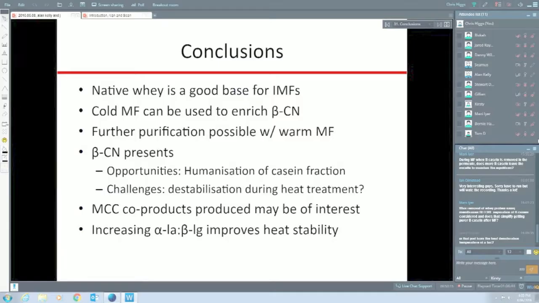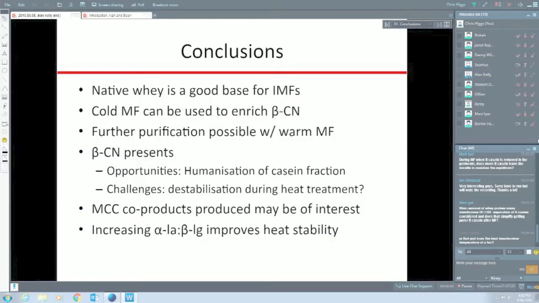There are clearly challenges with the manufacture and processing stability of some of these ingredients. Particularly in the case of beta casein, it's not the most heat stable of ingredients, as we've seen from the earlier slides. We've used that to our advantage for the recovery of beta casein, but it may be a challenge in the manufacture of infant nutrition products enriched in beta casein. The micellar form of casein is particularly heat stable, and moving away from that generally decreases the heat stability.